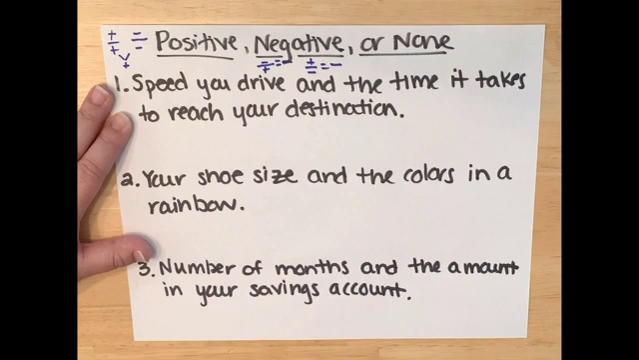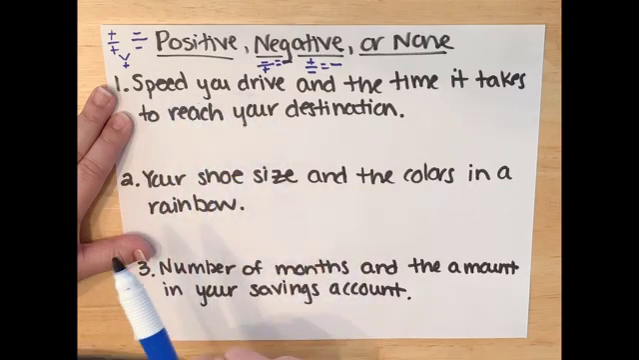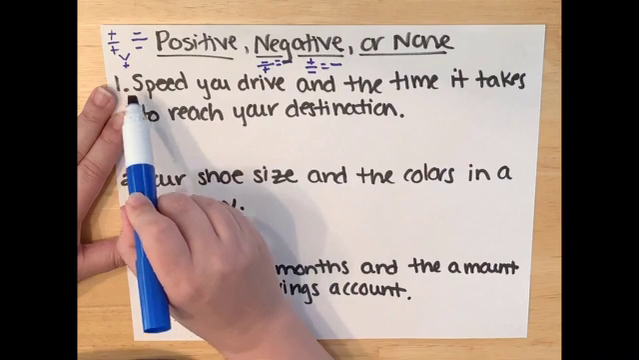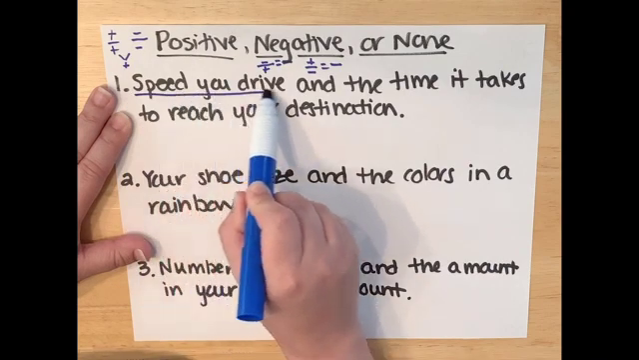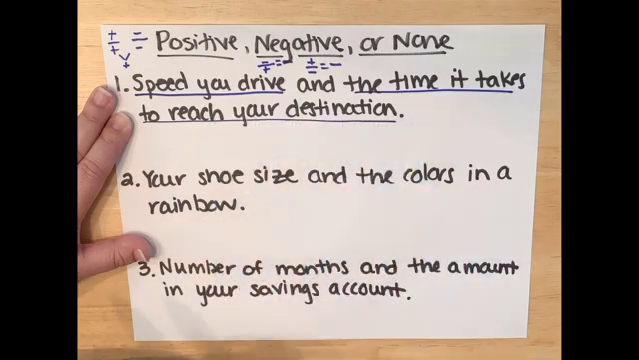So looking at the problems, pick out the two things that are being compared. In the first one, it's talking about the speed you drive and the time it takes to reach your destination. So the two things being compared are the speed you drive and the time it takes to reach your destination.